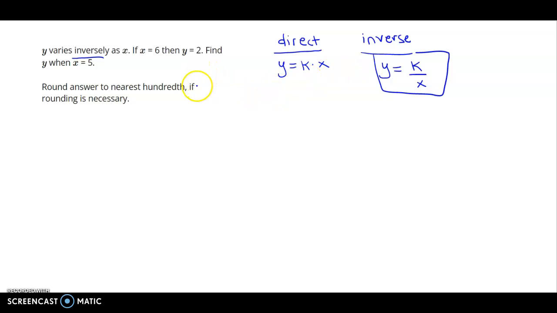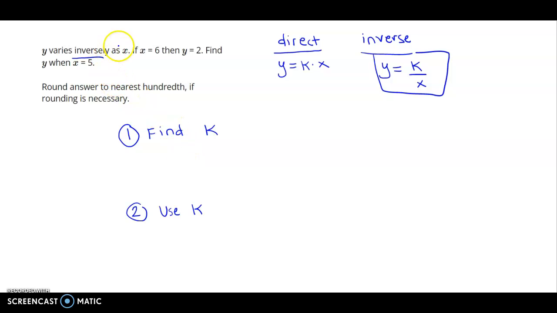When we do these problems, we're going to do them two times. First, we're going to find the constant k. And then second, we're going to use k to solve what the problem is asking, which is this last part, find y when x equals 5. So we're doing two parts here.